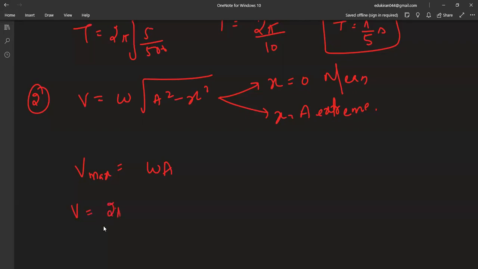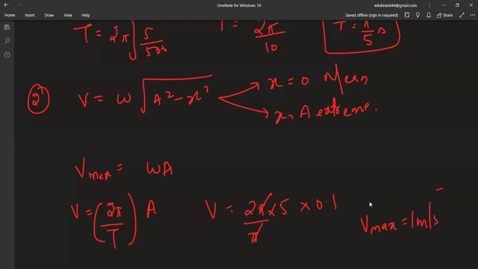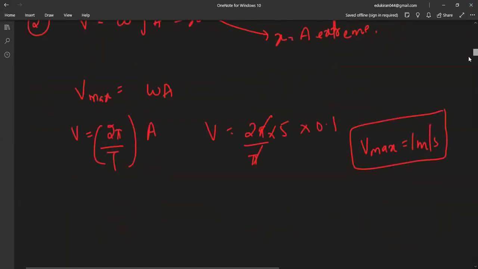So velocity will be 2 pi by T into the amplitude. This time the amplitude for us will be x only, the value that is given, displacement from the mean position. Because for us, the spring mass system, we have the amplitude, which is the maximum displacement. So 2 pi by T is pi by 5. This is 0.1. So 10 into 0.1, V max will be 1 meter per second.